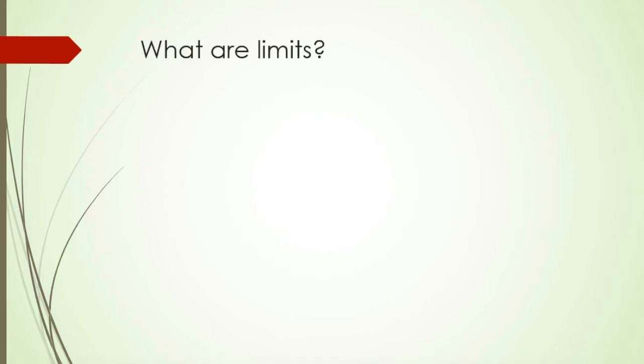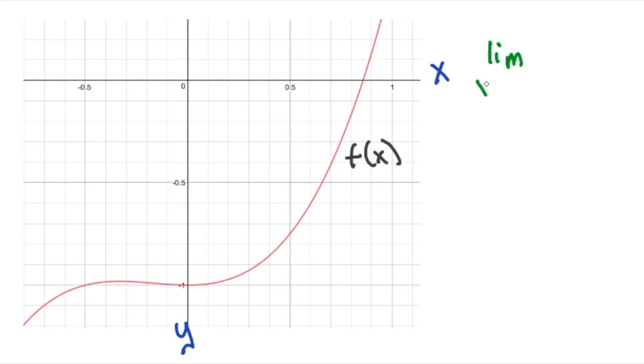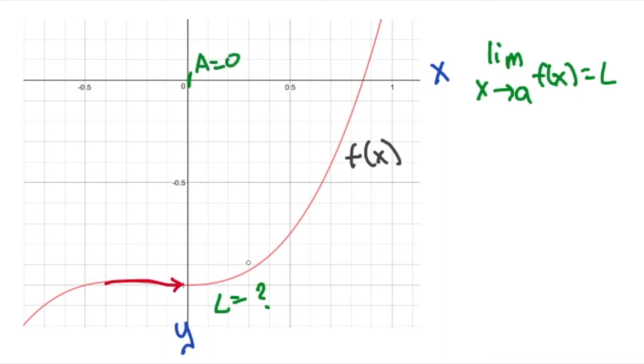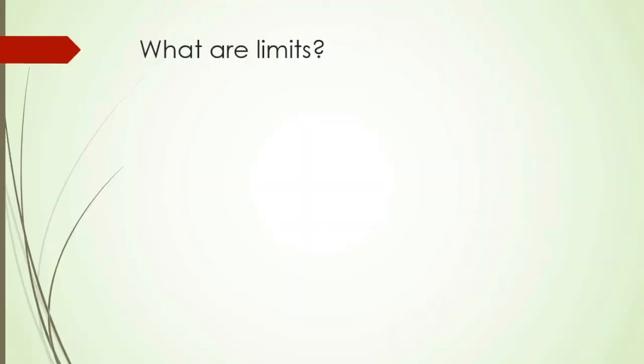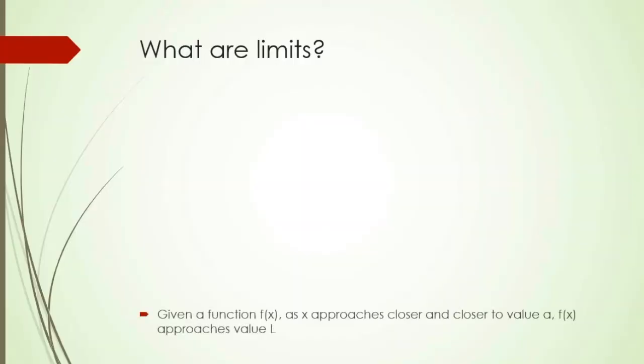So what are limits? Let's say the question asks you to find the limit L of f of x as x approaches a. If a equals 0, L would be the number f of x approaches, as x gets closer and closer to 0. For this graph, the limit would be -1. And this is basically just a visual of what I said.